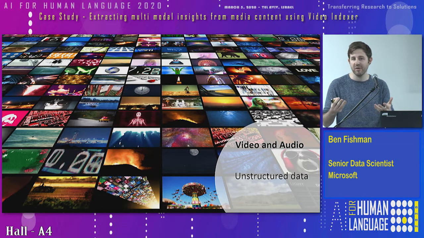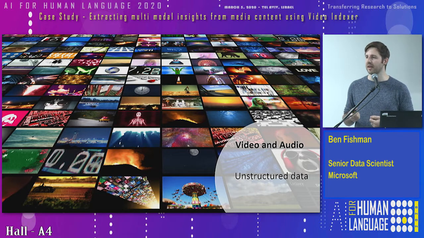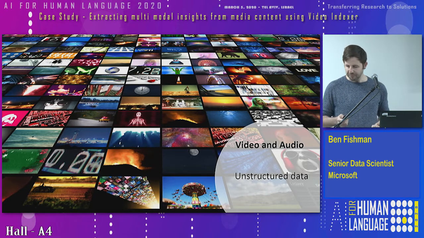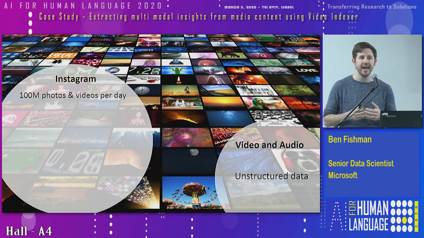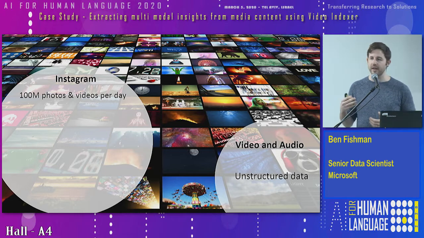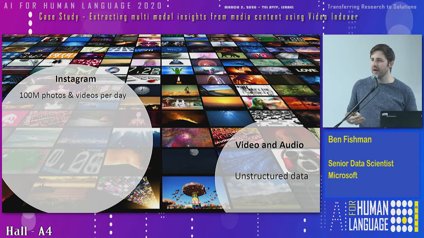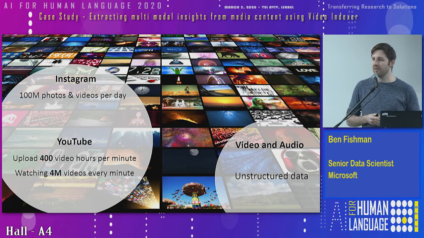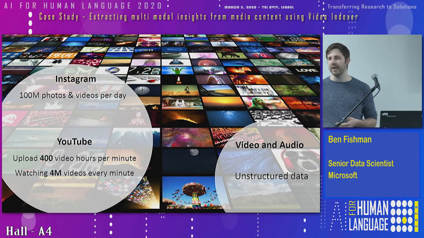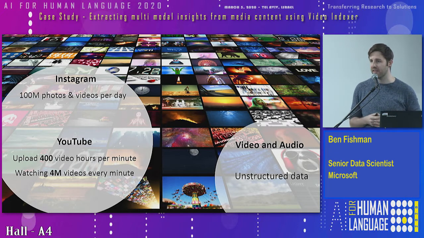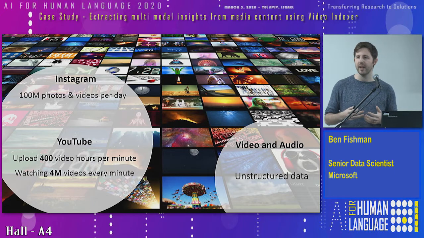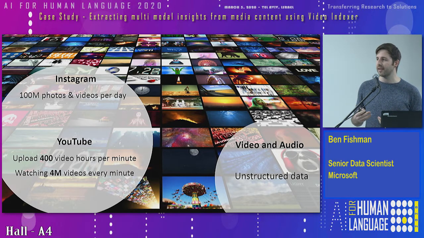We as human beings understand it, but for the computer, it's really hard to understand what is the meaning of the information. The other thing is the amount of data. These days, there is a huge amount of digital data that's uploaded to the networks and around us. Just for example, Instagram users are uploading more than 100 million photos and videos per day. YouTube users upload 400 video hours per minute and watching 4 million hours per minute as well. This is a really huge amount of data, and it's really hard to search on this data and get insights.